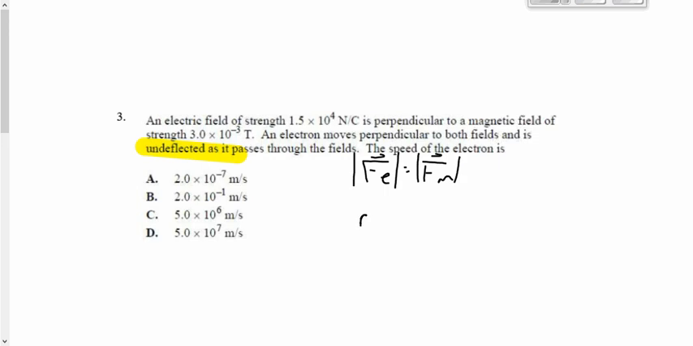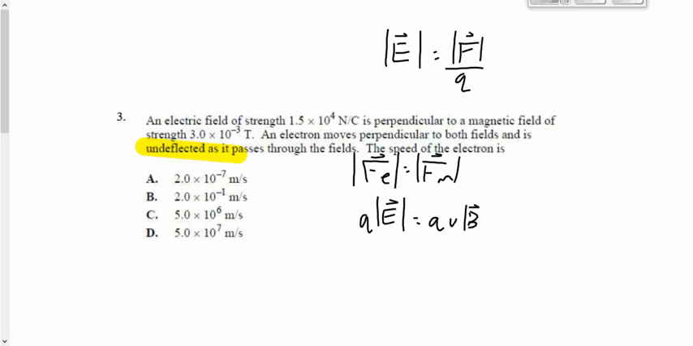So we're going to say electric force is Q times E. This comes from the equation E is equal to F over Q. Just rearrange that. Get F is equal to Q times E, and that's equal to QVB. Now, as it turns out here, the charge actually cancels, and I would get V is equal to E over B. So we do the math on that one, and it works out to be C, 5.0 times 10 to the 6 meters per second. Is that a reasonable speed?